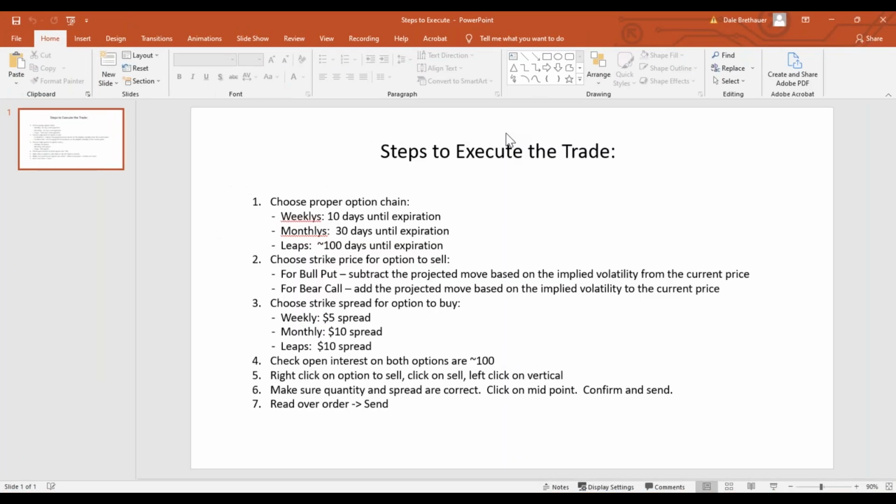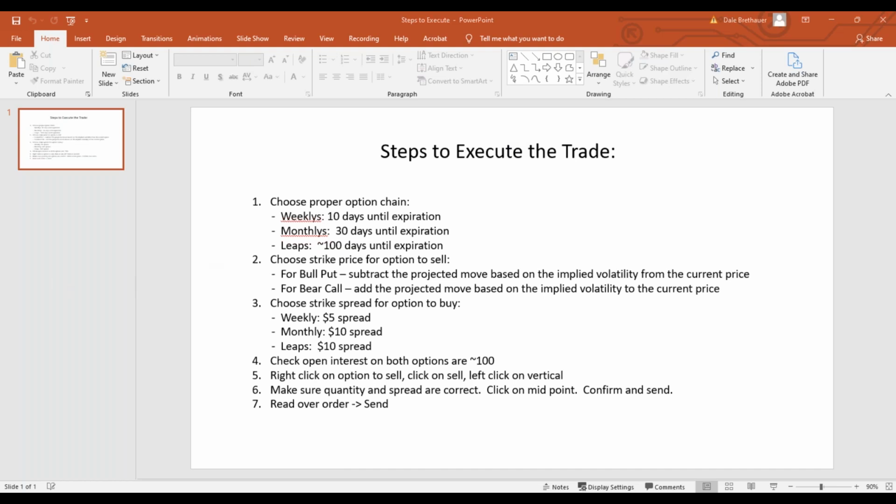So you've got a trade set up and you're getting ready to go. First of all, you want to choose the proper option chain. If it's a weekly trade, of course, we're using the SPX only for weekly trades. I want to put a trade on only 10 days until expiration. 10 days till expiration.